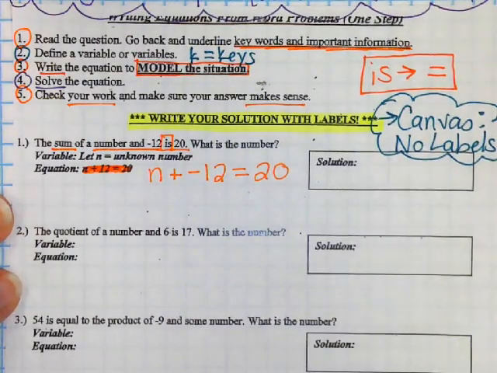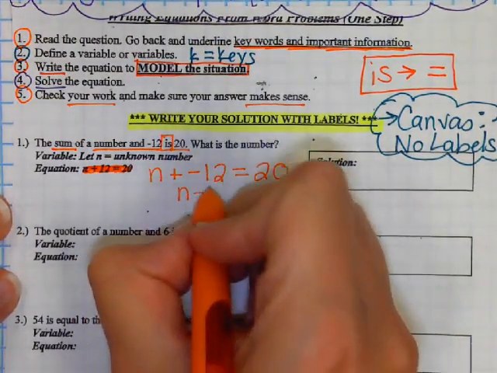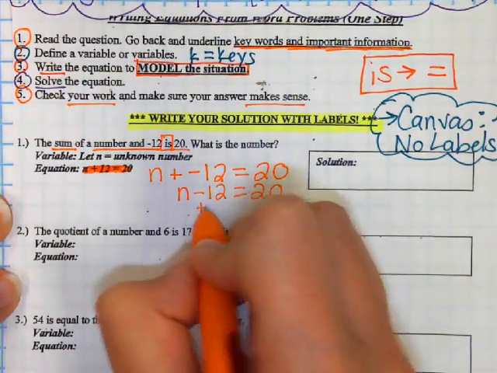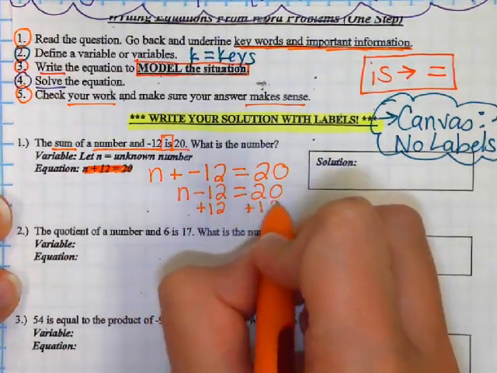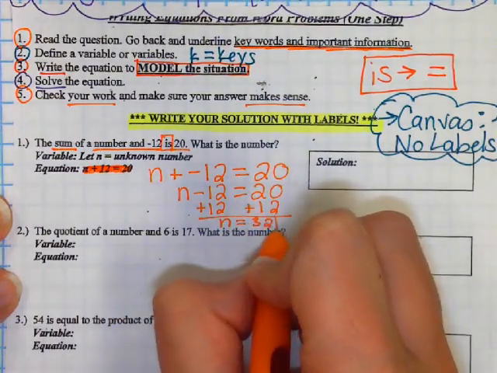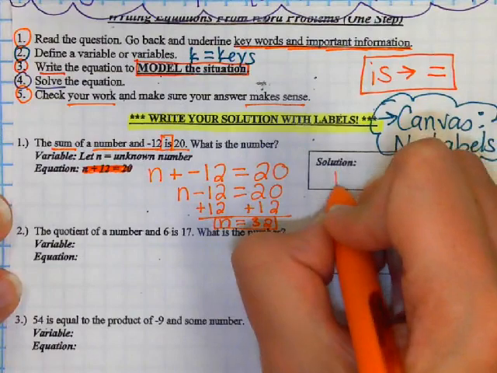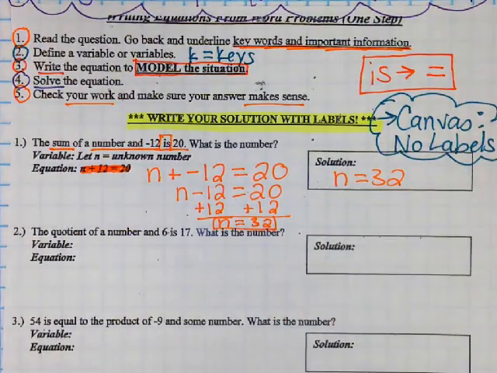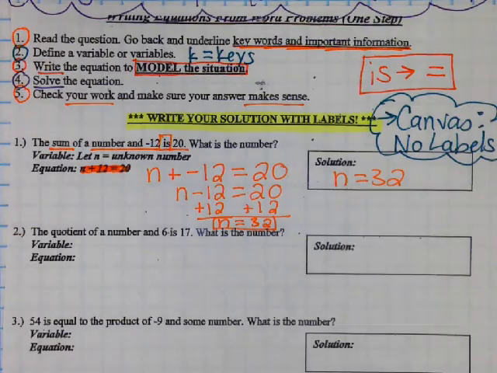So now I solve it. N minus 12 equals 20. I'm adding 12 to both sides. N equals 32. So N equals 32. When you type this into Canvas, you're only typing in the number 32.